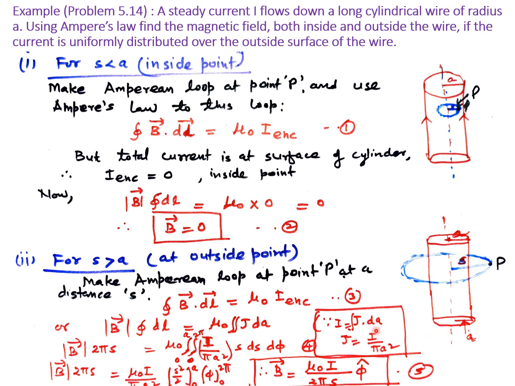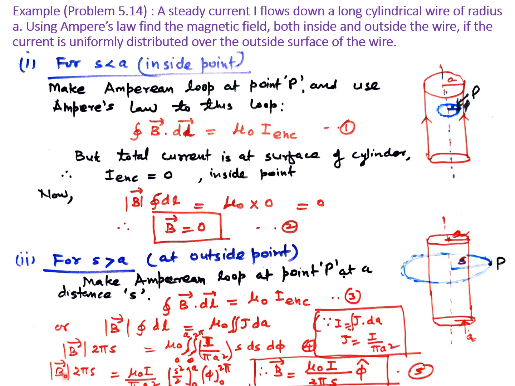because the current density is current divided by area, so j equal to I by pi a square, and I enclosed is j into dA. In this, for the z cap direction, it is s ds d phi. So j dot dA can be written like this, and for the limits for s, because for the outside point the current will be for the whole wire, the limit will be 0 to a here, and for phi the total limit is 0 to 2 pi.